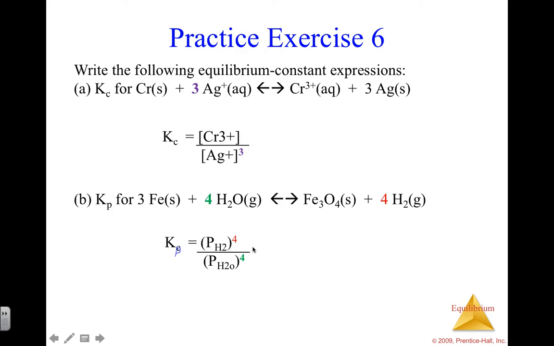So practice exercise 6 is really just a review of the concept from the previous slide, where we talked about heterogeneous equilibria, and the K expressions only include aqueous and gases, not solids or liquids. I remember that because I know that I put in either molarity or atmospheres into a K expression, and I can't discuss a solid or a liquid with atmospheres or molarity. So that might help you remember that. Okay, moving forward.